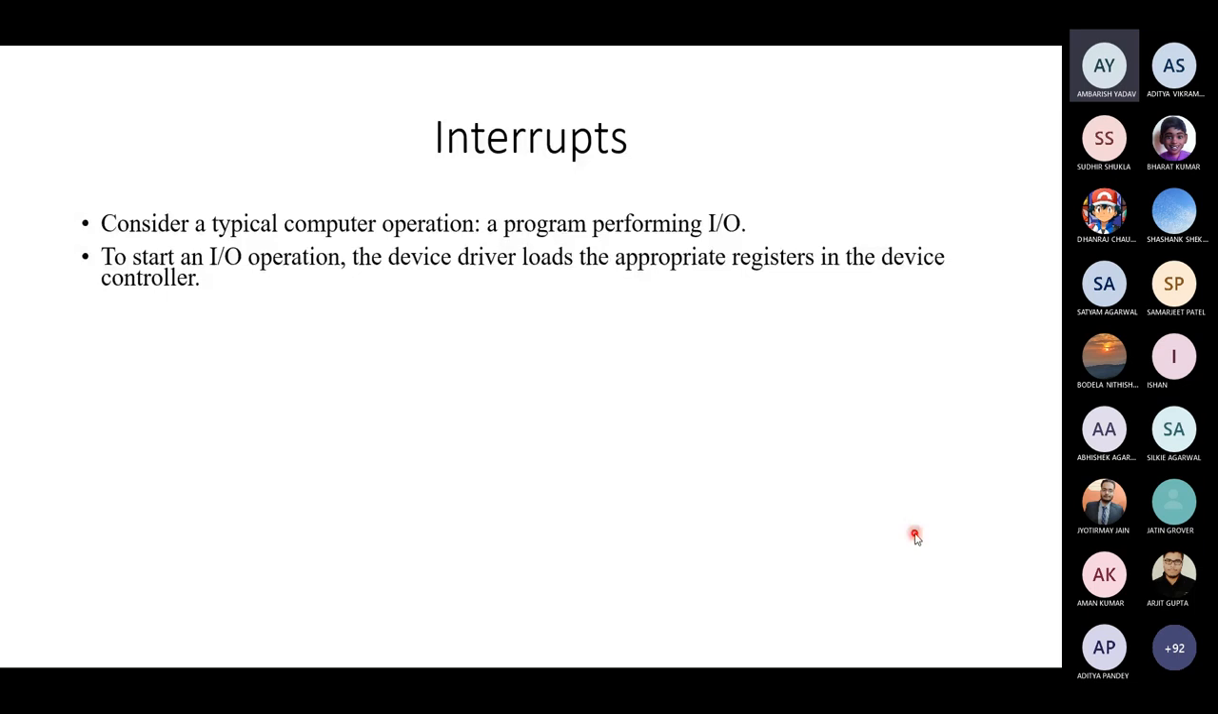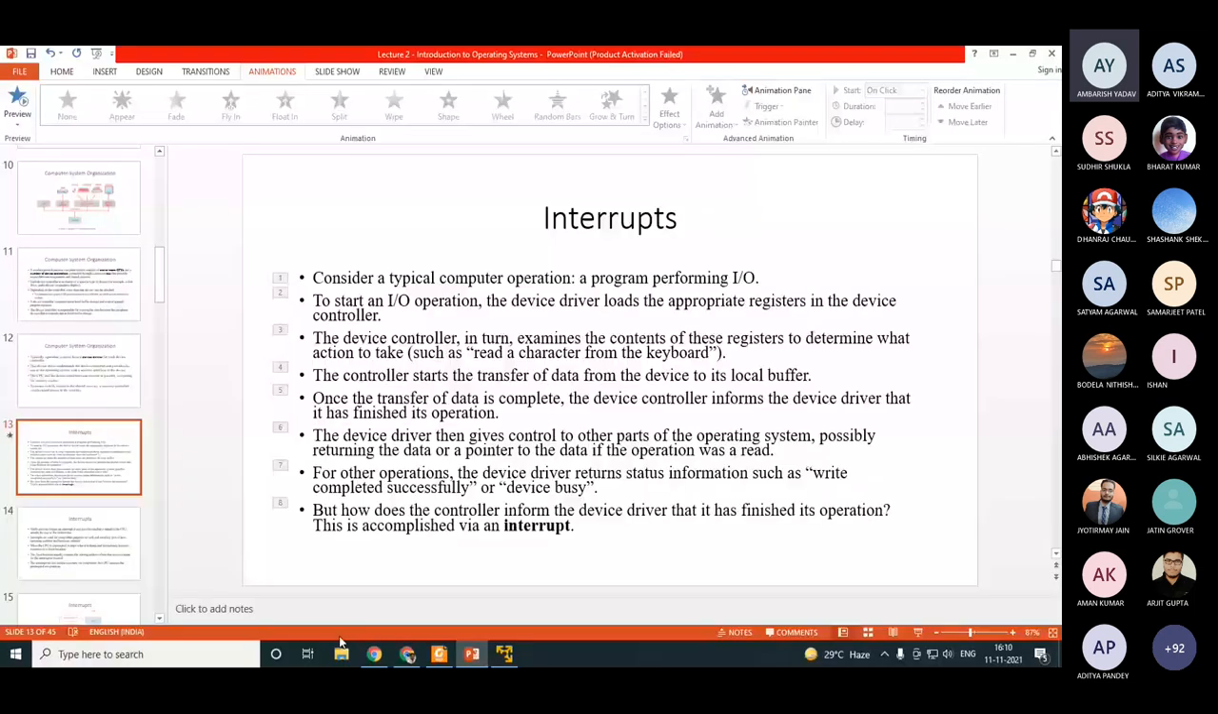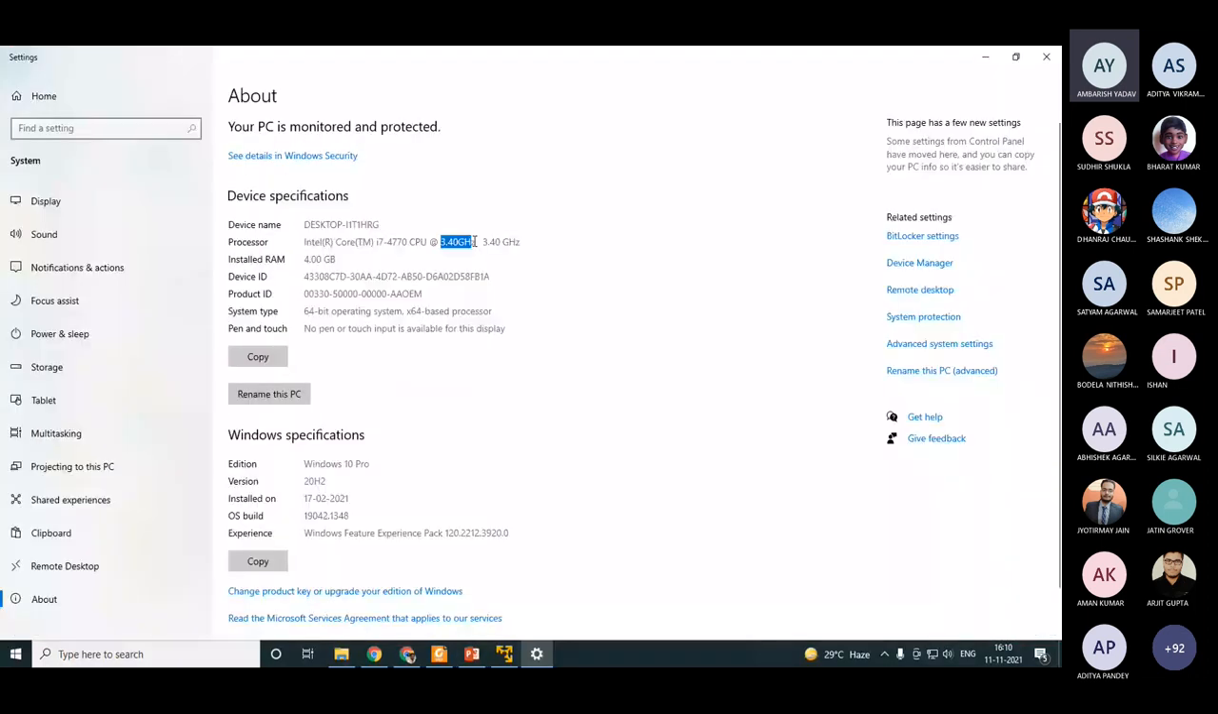What is your processor speed? Let me see. Your processor speed says 3.4 gigahertz. What does 3.4 gigahertz mean? Maybe it is 3.4 giga instructions per second. Something like that, right? 3.4 times 1 gigahertz, which is 2 to the power of 30, correct?